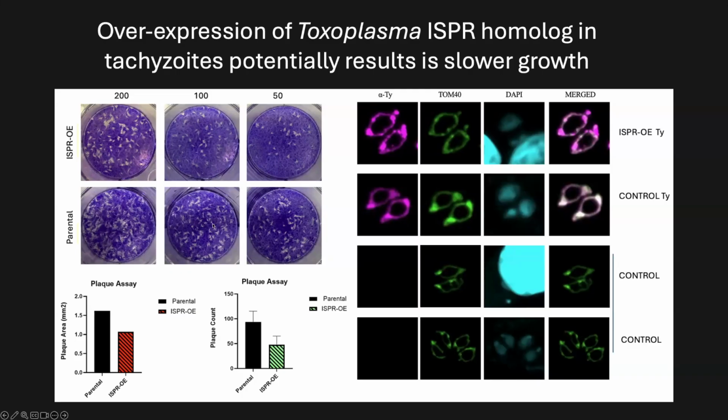And so she's done some plaque assays, and this is all very preliminary. She needs to do repetition. This is data from a couple of weeks ago. But you can see that there is at least a trend that is suggesting that we have smaller plaques and slightly fewer plaques when we overexpress this protein in tachyzoite.